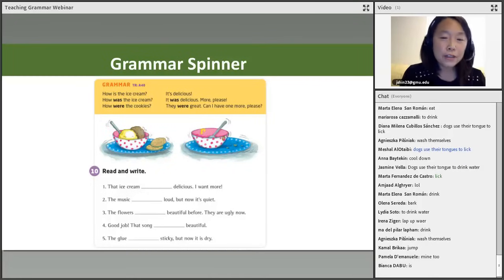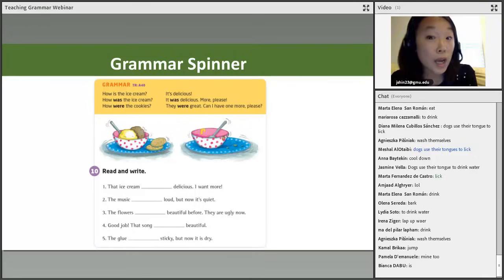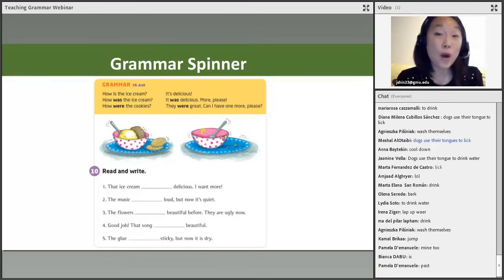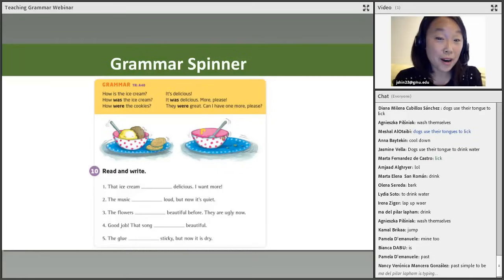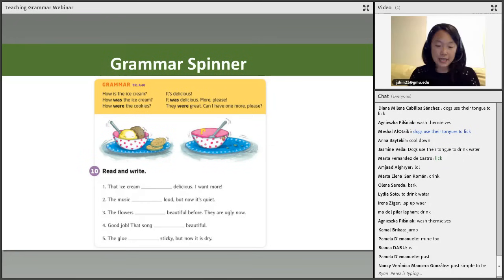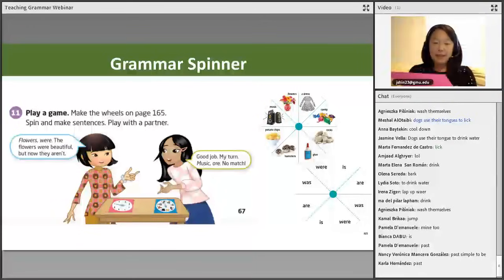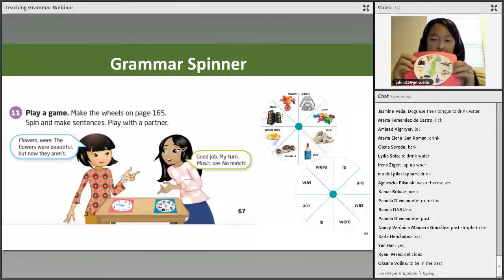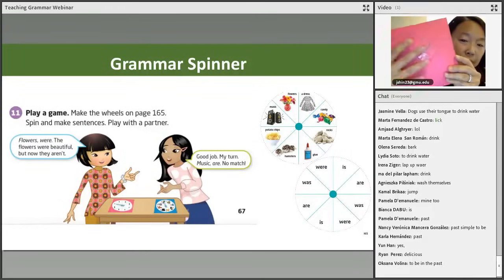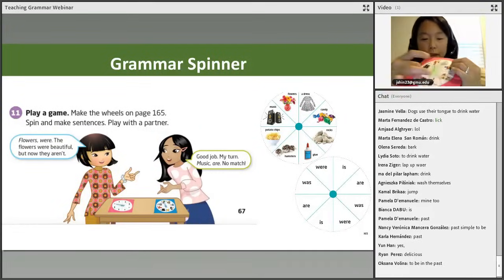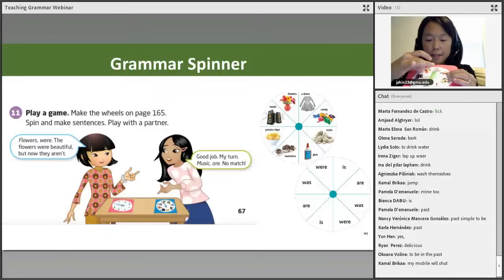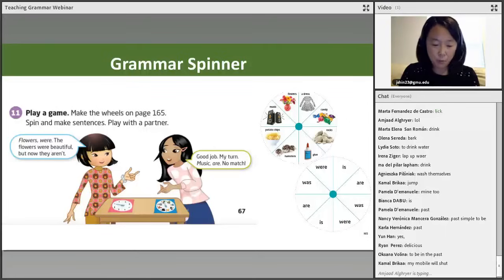Here you're learning some different constructions. How is the ice cream? How was the ice cream? How were the cookies? So is, was, were. Maybe you're practicing the past tense and you can use these spinners. First I made them here. I just cut out the picture you see there, and then I used a paper clip and put the paper clip through to make the spinner. Just put the arrow there through the paper clip. See? Now I can pick one item.